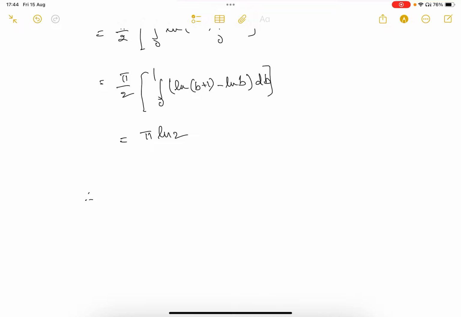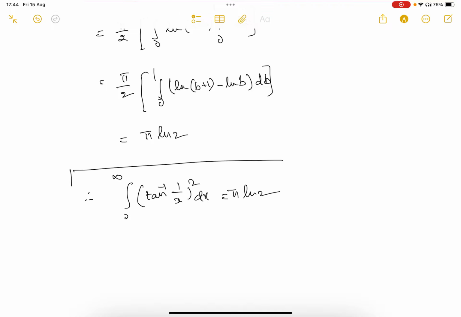Final line: integral 0 to infinity (tan inverse 1 by x) whole square dx is pi ln 2. This is the solution.